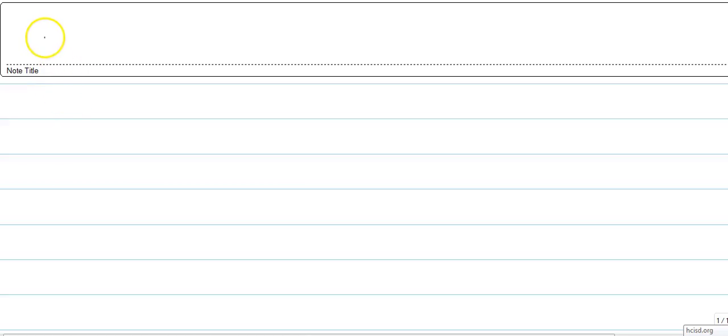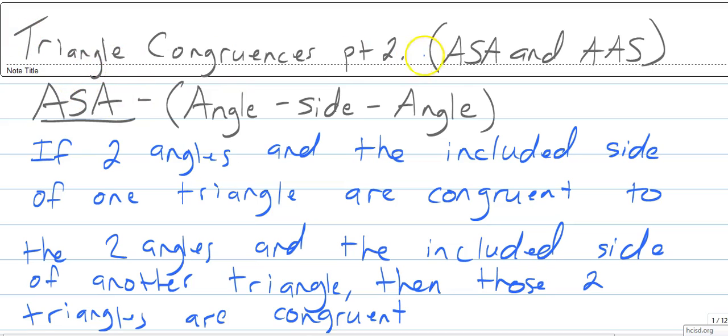What's up, everyone? So this is the next triangle congruences. They are angle side angle and angle angle side. Angle side angle is ASA. It says if two angles and the included side of one triangle are congruent to the two angles and the included side of another triangle, then those two triangles are congruent.